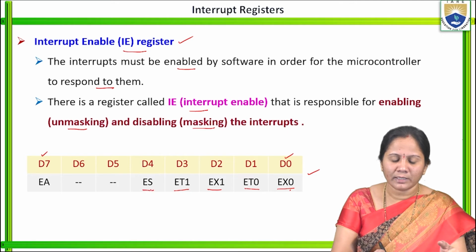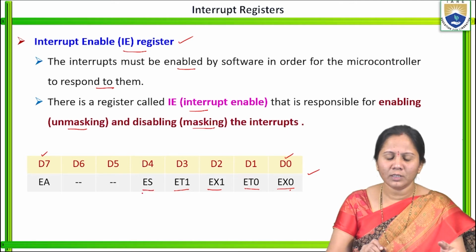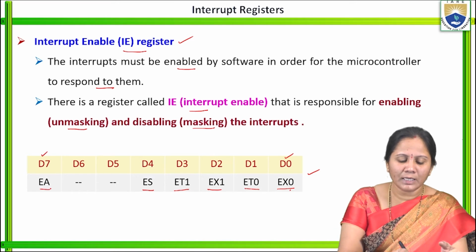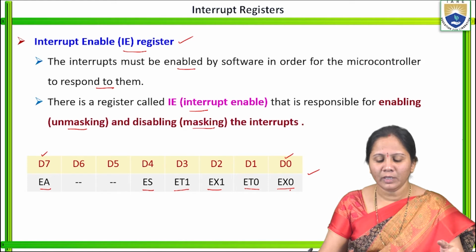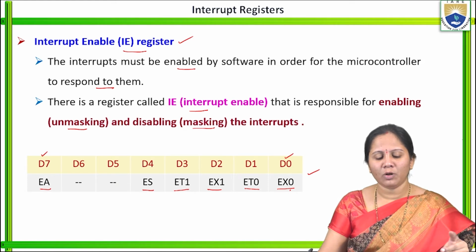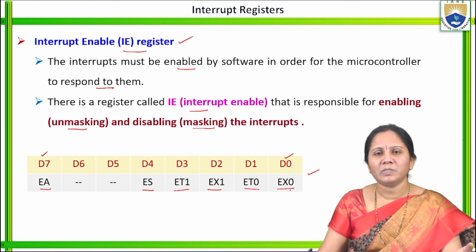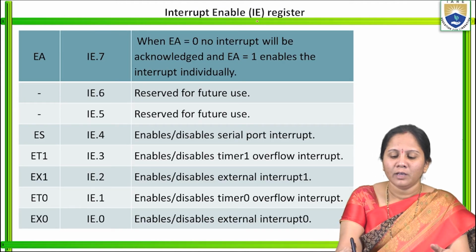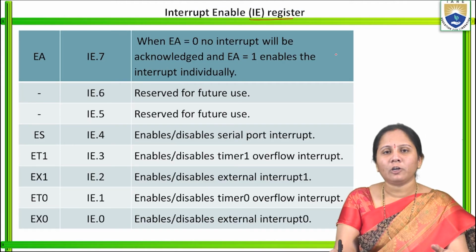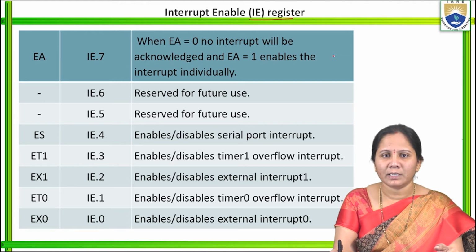And here this is ES. This interrupt is related to the serial port. And this is EA, which is the interrupt related to acknowledgement. Okay. Now we will see all these 8 bits, and what happens when that particular bit is enabled and disabled. So coming to the 8 bits present in the interrupt enable register.